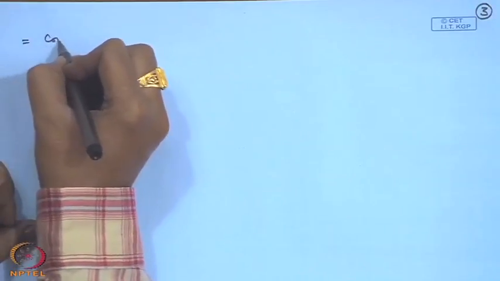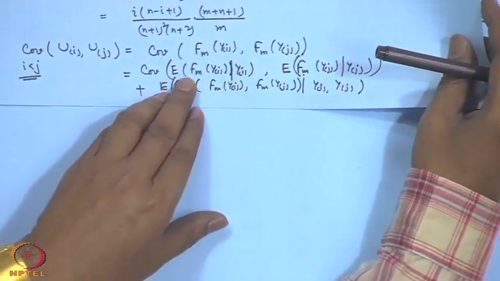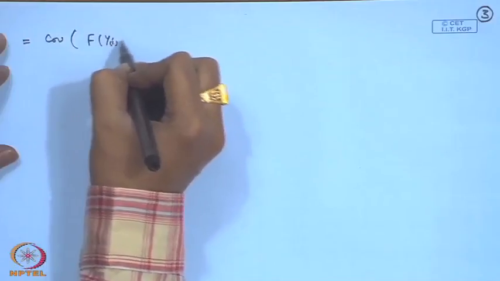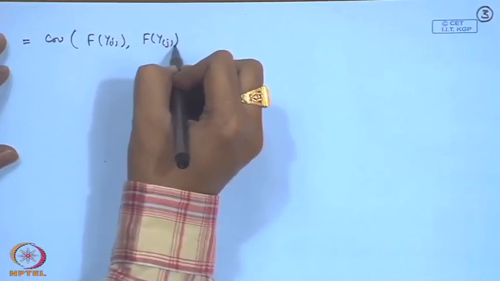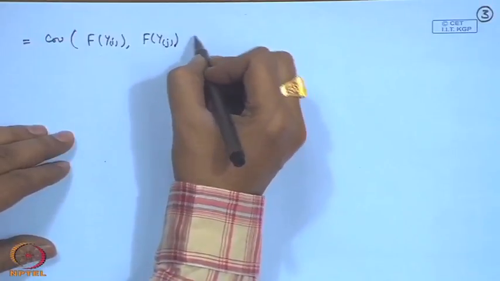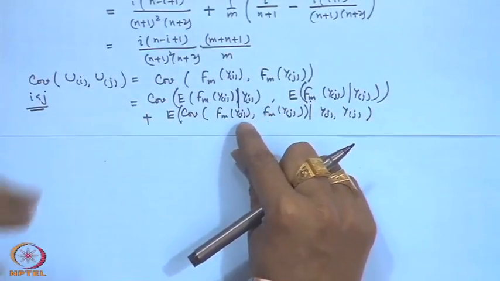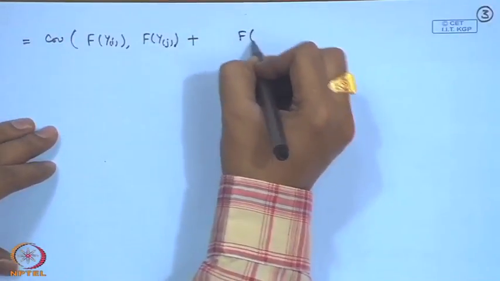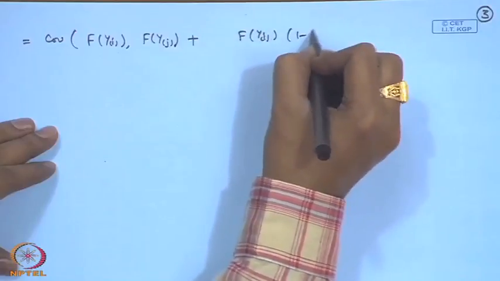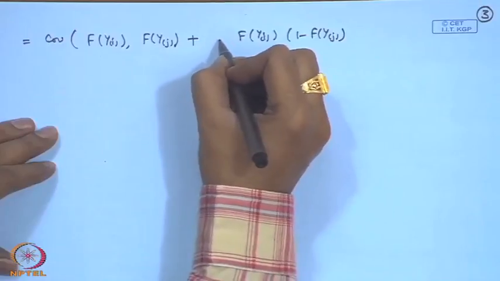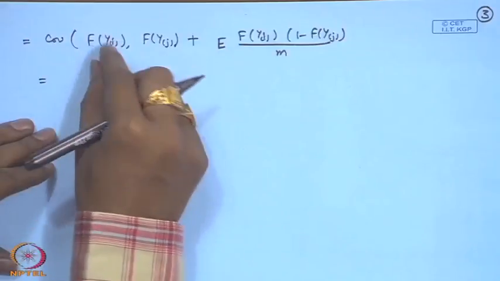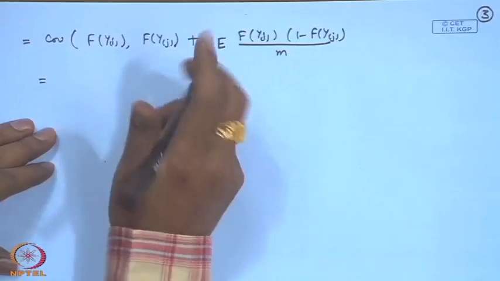So, this is equal to the covariance between... you look at the first term here, the expectation of F_m(y_i) given y_i, then this will become F(y_i). The second term will become F(y_j), and the next one is... now this type of term also we have seen. Because if I look at two of them, then this is becoming F_m of F(y_i) into 1 minus F(y_j). So, it will become the expectation of this divided by m. Okay. So, now these are the order statistics i-th and j-th from the uniform distribution.